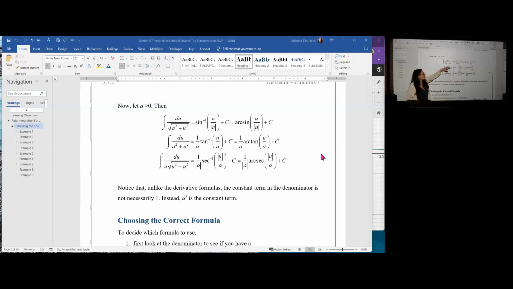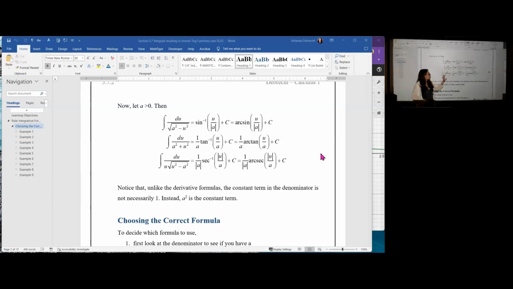When we're looking at the indefinite integral of du over a squared plus u squared, again, the u may be some expression involving the variable x. A may not be 1. In that case, we get 1 over a times the arctangent of u divided by a, all plus c. And again, we assume that a is positive.